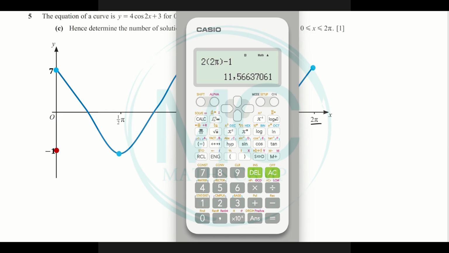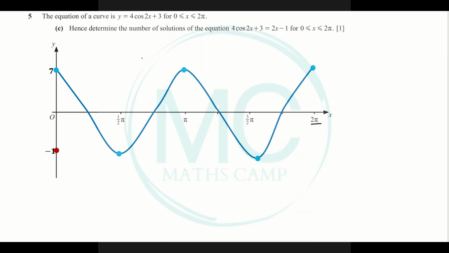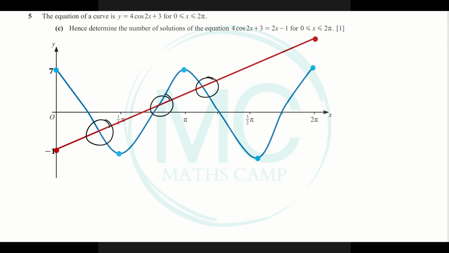This is the y-coordinate. This is a sketch. It does not have to be to scale. So let's draw our point up here. And now we can sketch our line. Now we can see that the line crosses the graph 1, 2, 3 times. So there are 3 solutions. And as our answer, we can simply say 3.